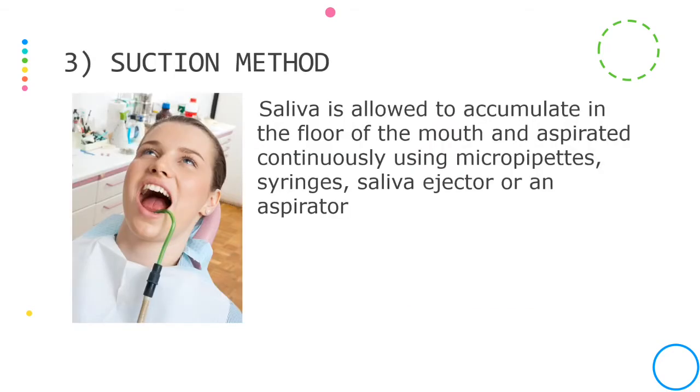So the third method is by suctioning the saliva. Saliva is allowed to accumulate in the floor of the mouth and aspirated continuously using micropipettes, syringes, saliva ejector, or an aspirator.